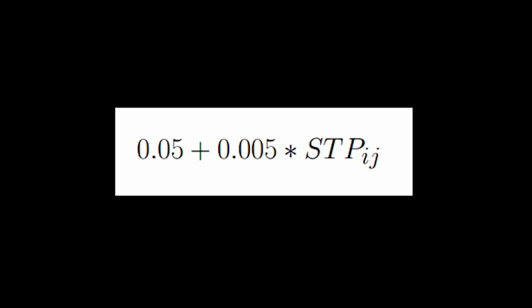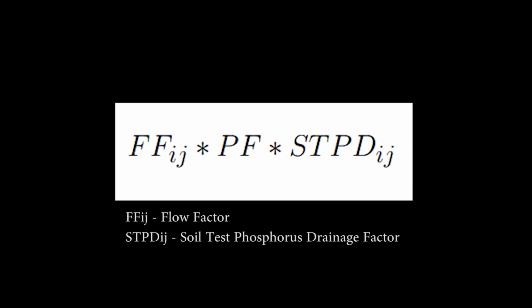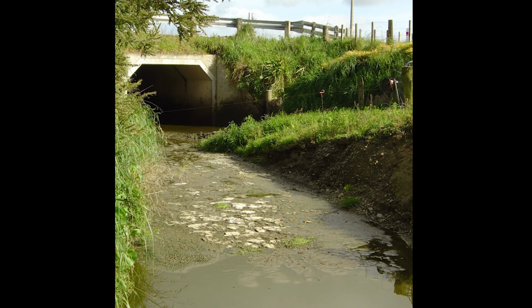The subsurface drainage component, measuring delivery with subsurface drainage, is broken down as FF_ij × PF × STPD_ij, where FF_ij is the flow factor and STPD_ij is the soil test phosphorus drainage factor. Flow factor is either 0 or 0.1, according to the P-index technical note 25.